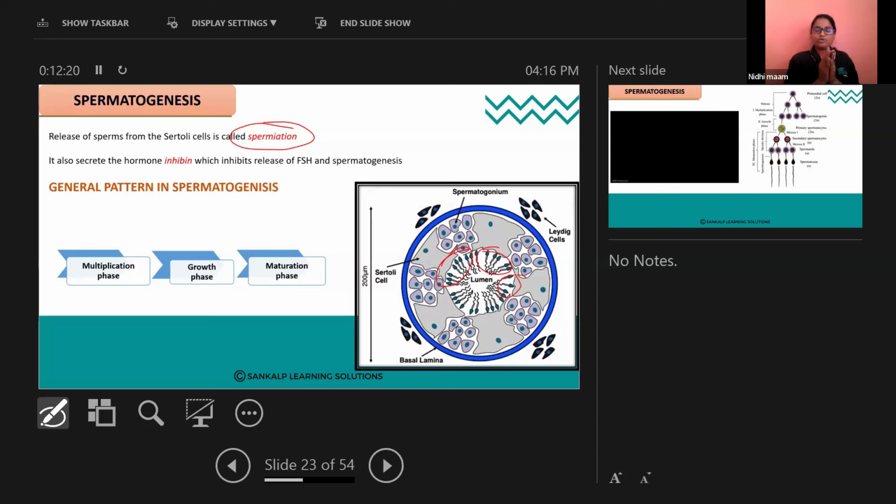So spermatogenesis means sperm formation. So there should be a stop for sperm formation also. Continuous ಆಗಿ spermatogenesis ಆಗಬಾರ್ದು, which is of no use, right? ಅದು ಯಾವೊಂದು ಪಾಯಿಂಟ್ ಗೆ ಸ್ಟಾಪ್ ಆಗಬೇಕು. ಸೊ ಅದನ್ನ ಮಾಡೋರು ಯಾರು? ಈ ಇನ್ಹಿಬಿನ್ ಅನ್ನೋ ಹಾರ್ಮೋನ್. This inhibin hormone is also secreted by Sertoli cells.